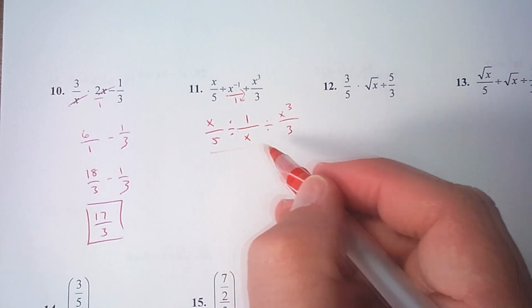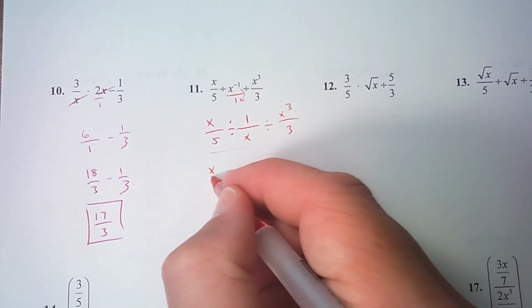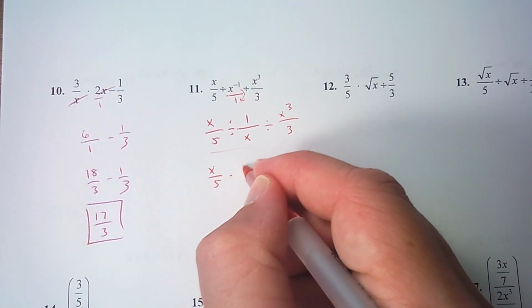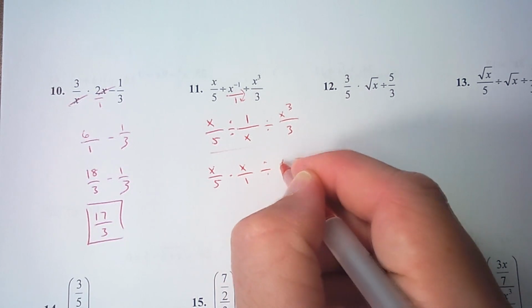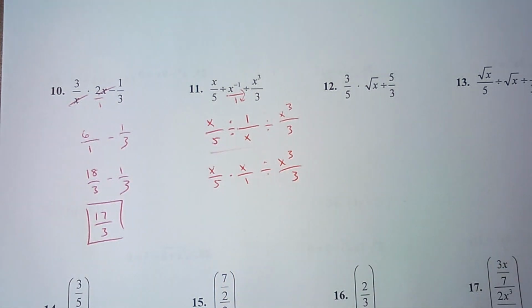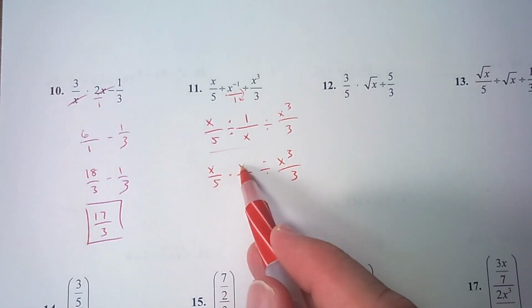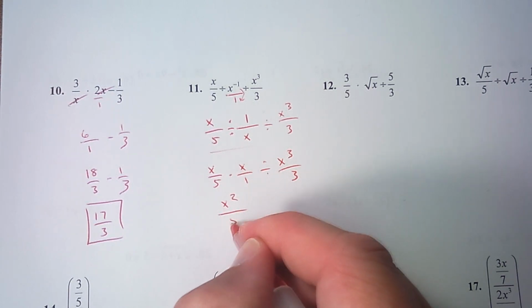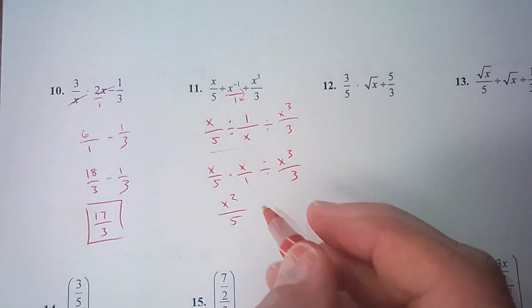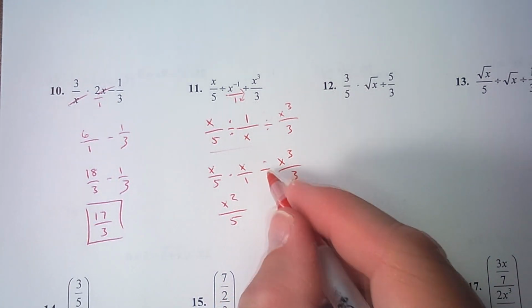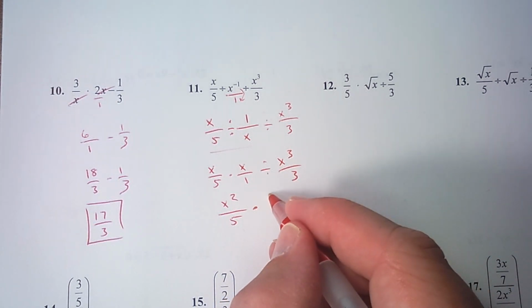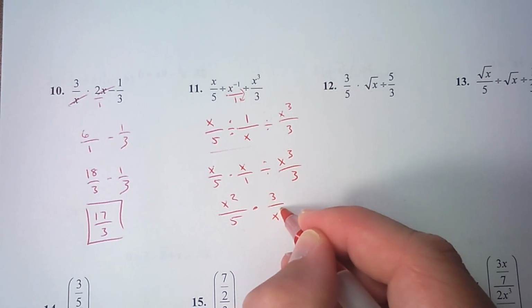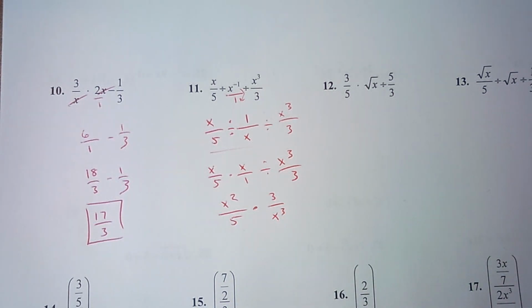Okay, then I'm going to do this first division by changing it to multiplying by the reciprocal. So I've got x squared on top over 5 times 1 is 5. Then I'm going to change this division to multiplication by the reciprocal, 3 over x cubed.